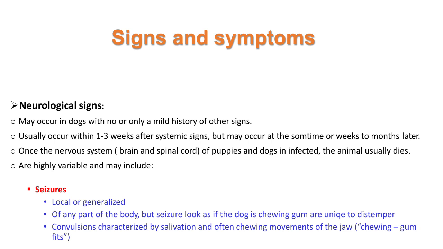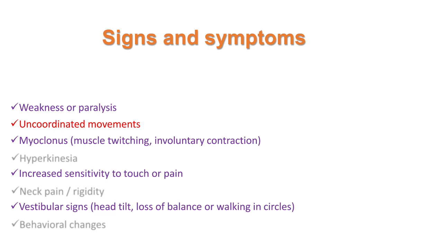The signs are highly variable and may include seizures, local and generalized, of any part of the body, but a seizure looks as if the dog is chewing gum and is unique to distemper. Thus, a convulsion characterized by salivation and often chewing movements of the jaw, chewing gum fits, is a characteristic sign of canine distemper virus infection in dogs.